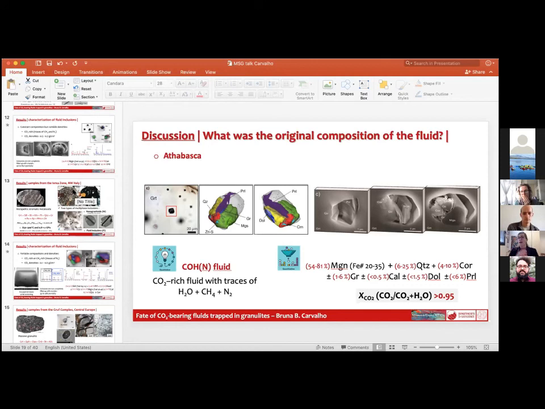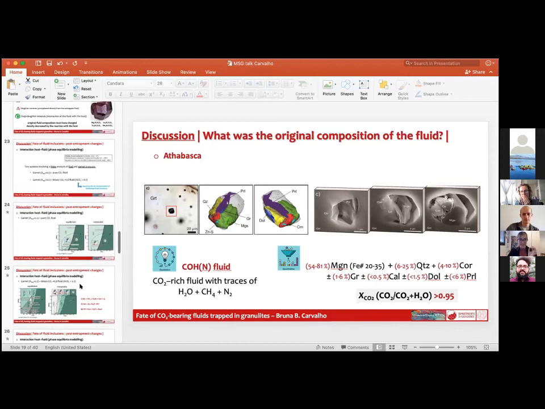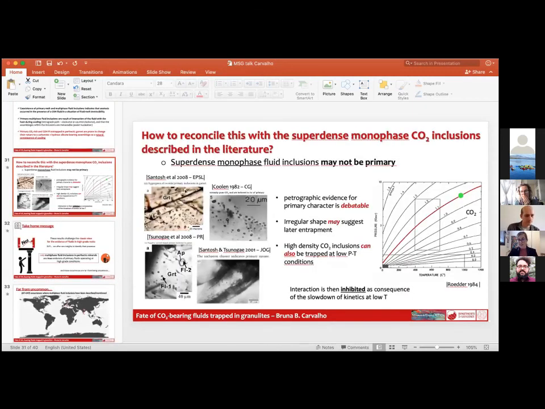So if you have planar arrangements, maybe it's not a good idea, even if the host is garnet. For example, in some of those examples from the last slide, the host is garnet, but we cannot be sure whether those are secondary or primary. So even if we are looking at peritectic minerals, we still should be careful.